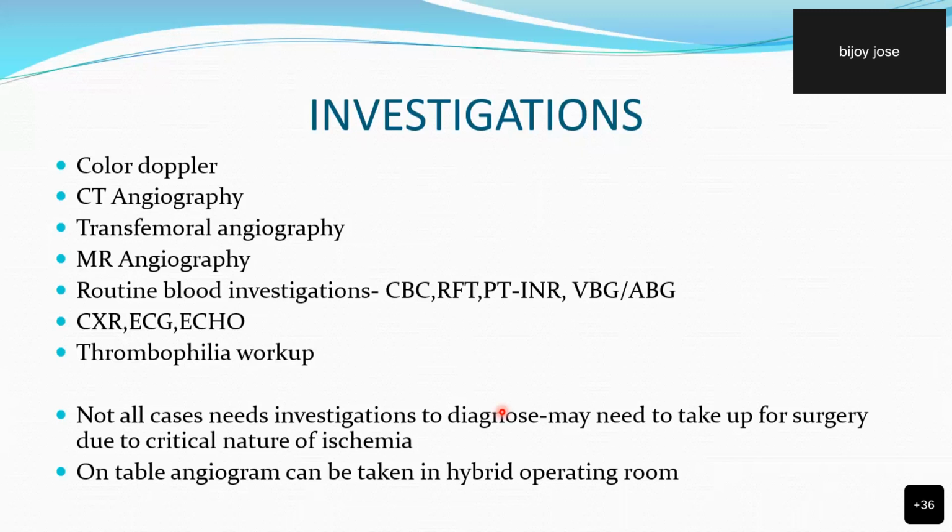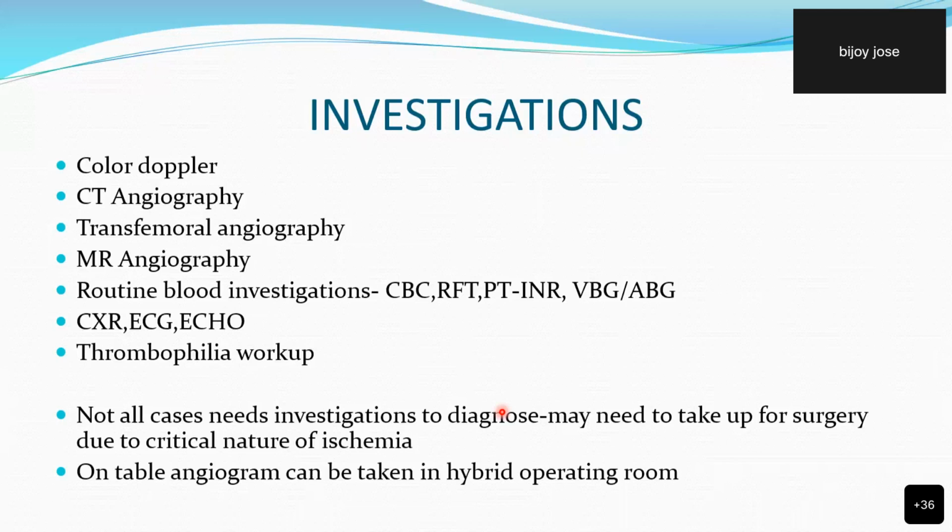And the other routine investigations: CBC, renal function test, INR, and an ABG or VBG will give you a rough idea about the hemoglobin, creatinine, platelet count, INR value, and the ABG and VBG will tell about acidosis and electrolyte imbalance. And a chest X-ray, ECG, and echo.